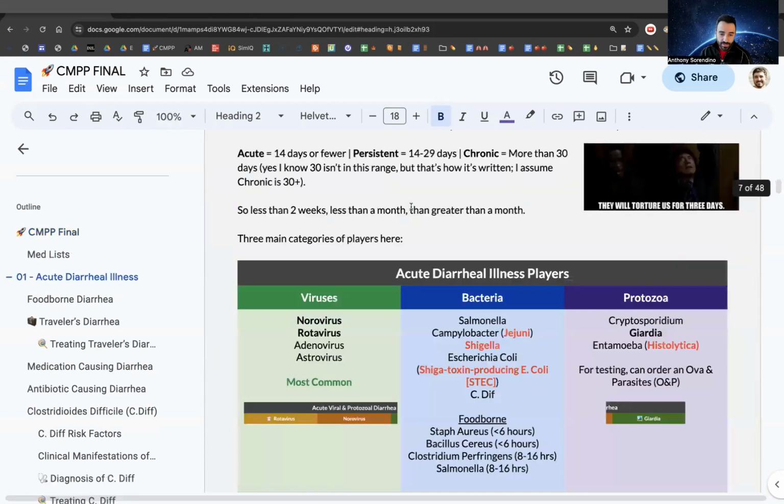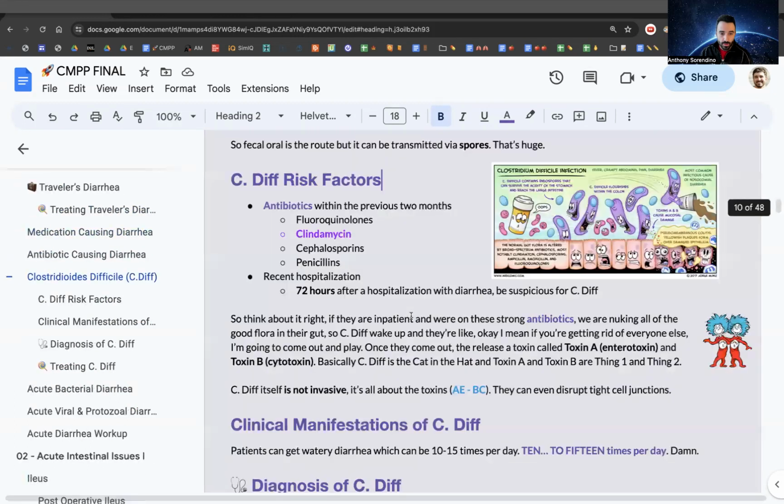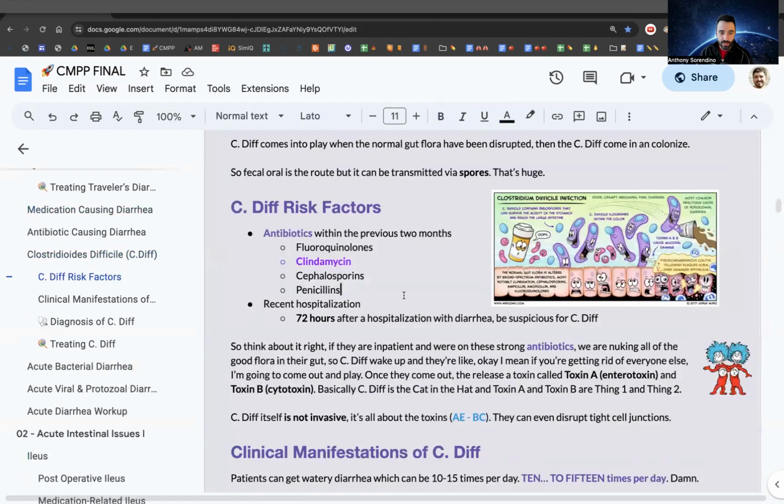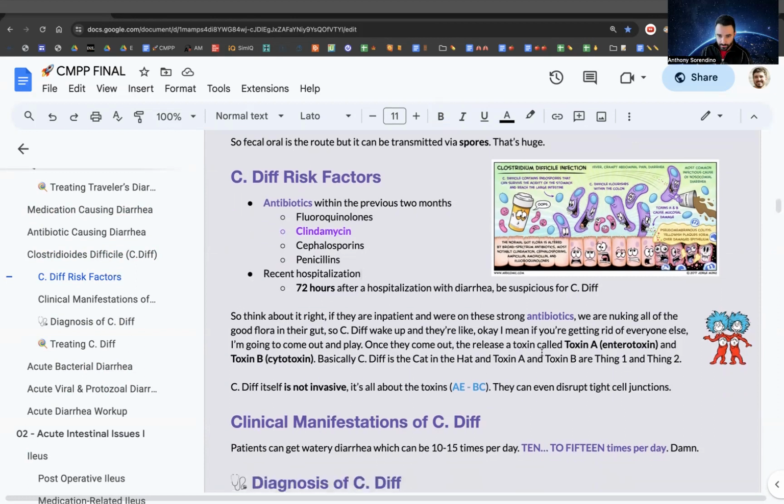Okay, so yeah, that's how I remember those for C. diff, so for antibiotics. The other thing too, recent hospitalization, but it has to be after 3 days. So somebody just got out of the hospital, it's been like 3 or 4 days, and they have diarrhea, you're going to suspect C. diff.